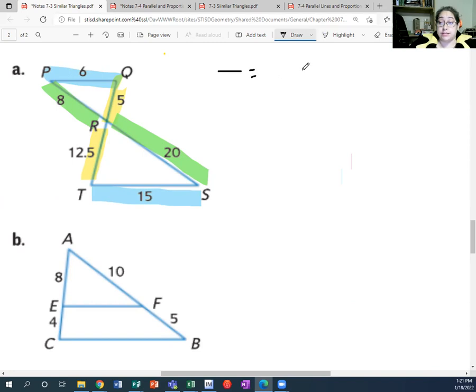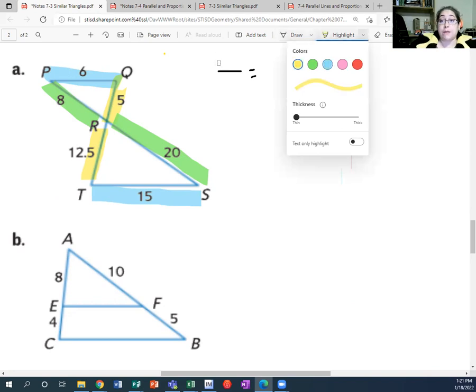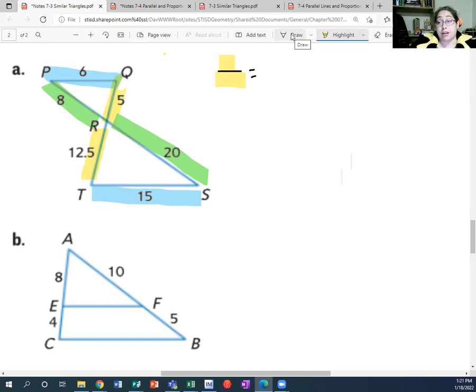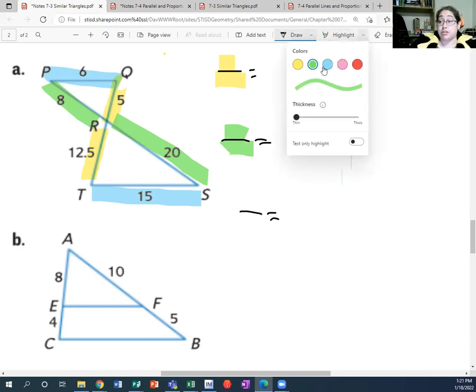So the goal is I'm going to write a fraction comparing the small sides together. And I'm going to look at what that fraction is. And then I'm going to do another fraction and compare the medium sides together. And I'm going to do a third fraction and compare the long sides together. And what I'm hoping for is that all the fractions are the same.